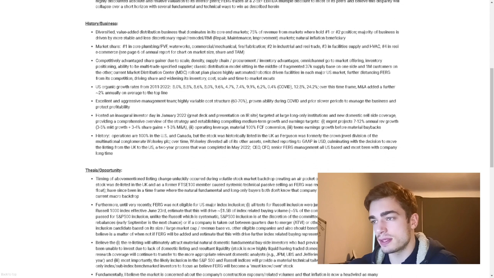U.S. organic growth rates from 2011 to 2022: 8%, 8.8%, 8.6%, 8%, 9.6%, 4.7, 7.4, 9.9, 6.2, 0.4 in COVID, 12.8, and 24.2. Over this time frame, M&A added a further 2% annually on average to the top line. Excellent and aggressive management team, highly variable cost structure, 60 to 70%. Proven ability during COVID and prior slower periods to manage the business and protect profitability.